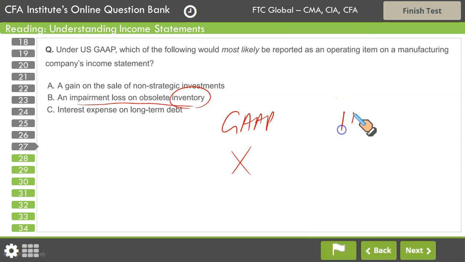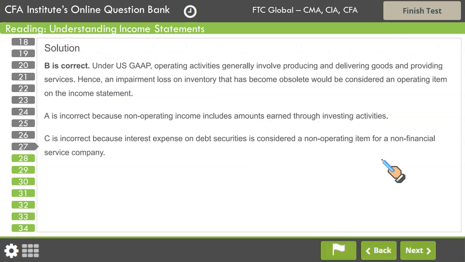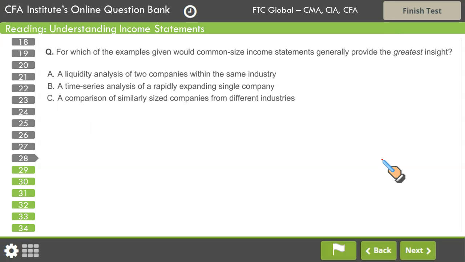And in case of IFRS, such a loss again is a part of your operating income, but you can subsequently reverse the loss, but the reversal should not be more than the write-off. Well, that's an added knowledge. So we know that makes B to be the correct option. Moving on.